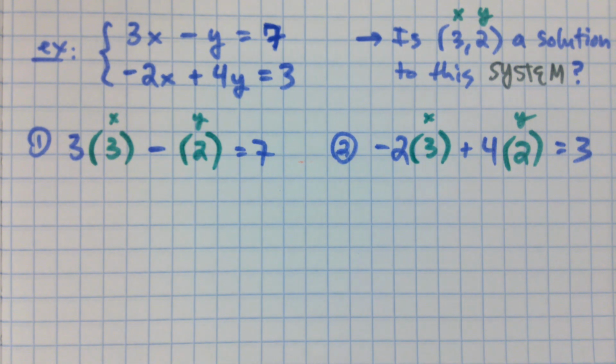Go ahead and take about 2.5 minutes, work through this on your own or with someone in your group. See if you get a true statement or a false statement for both of them. See if you can make the determination whether this is or is not a solution. Let's go 2 minutes, and then we'll come back together and talk about it.